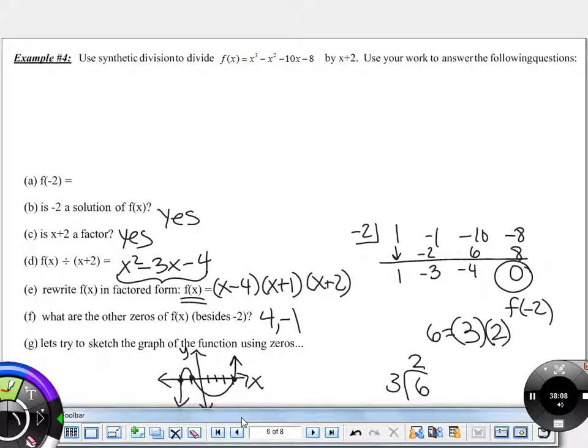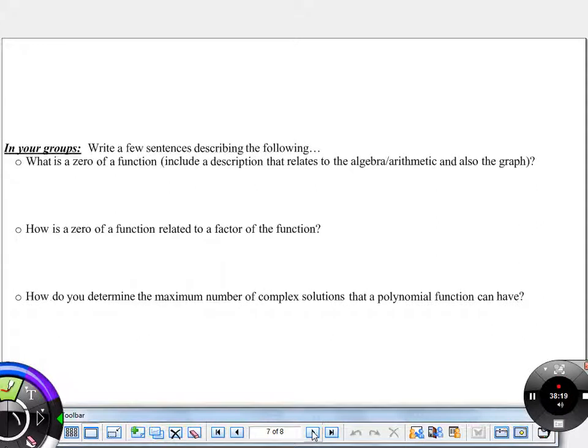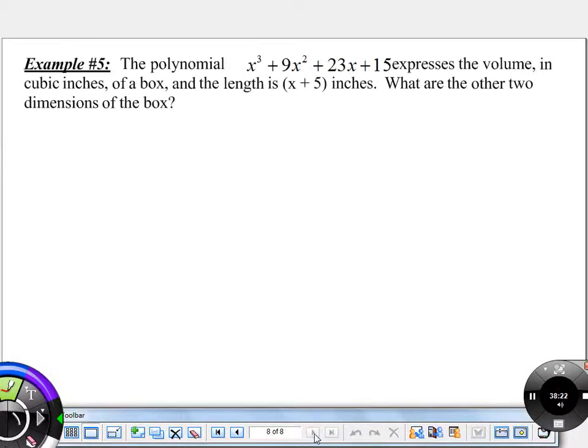So do you guys see how all this stuff is fitting together? The division is a process, but if it helps you identify a factor, then you have zeros, you know the shape of your graph, you can put all of that information together. Okay? I think you guys don't have to do that part. It's fine.